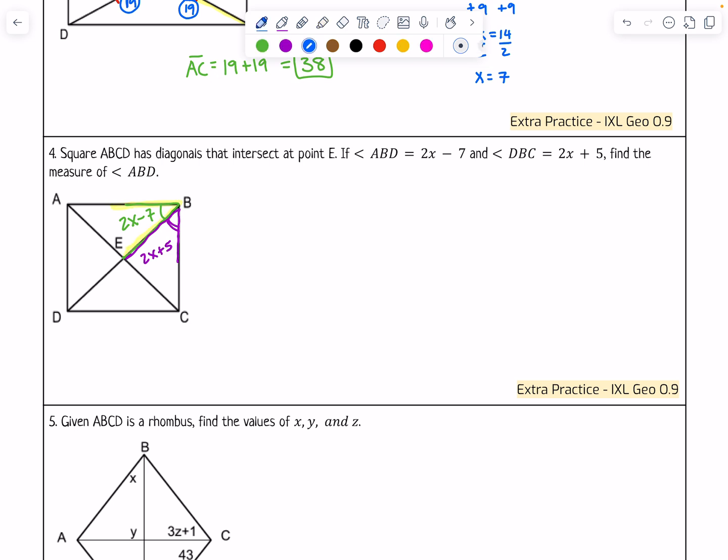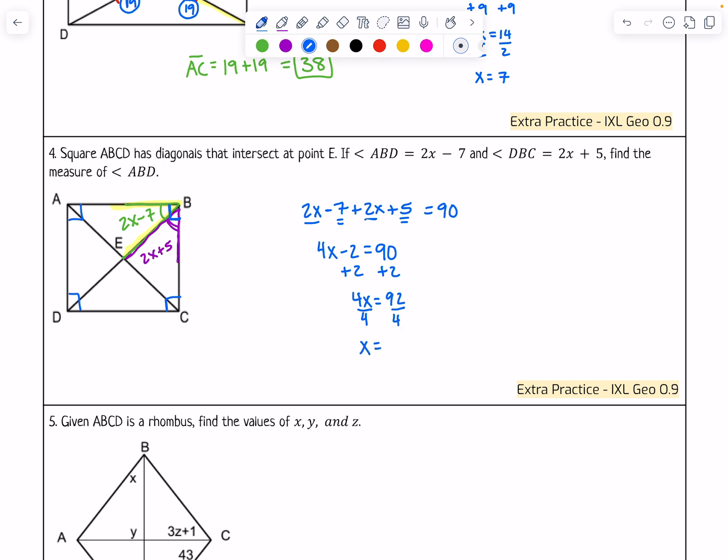What we know about squares and rectangles is that in each corner, those are right angles. So all 4 of these would be a right angle if this is a square. So we can say 2x minus 7 plus 2x plus 5 would have to add up to 90. Then let's combine like terms. 2x plus 2x gives us 4x, and negative 7 plus 5 is negative 2. Then when we add 2, we get 4x equals 92. And then we need to do one more step and divide both sides by 4.